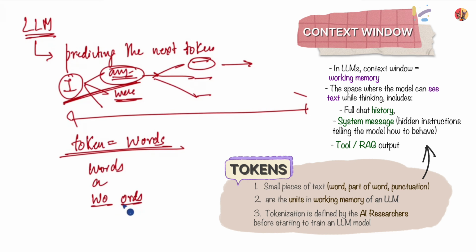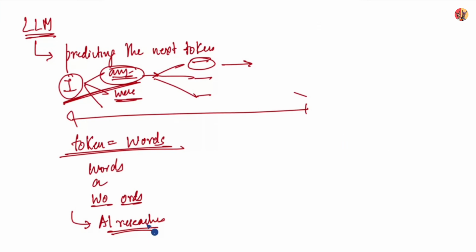So we don't know exactly how they're defining the token. It's actually defined by the AI researchers. When they are creating the LLM, they define this tokenization, like should it be a part of the word or should it be a character? Even if they're breaking up a big word, how they should break it up. So it's all defined in the complex math which these AI researchers do before starting the training of the LLM.